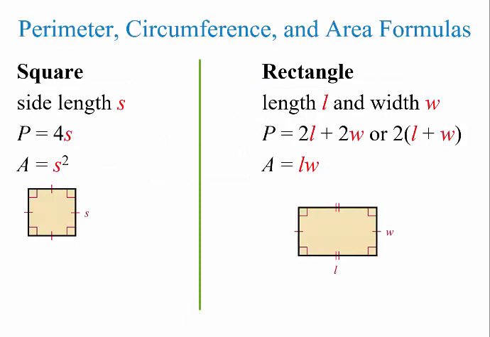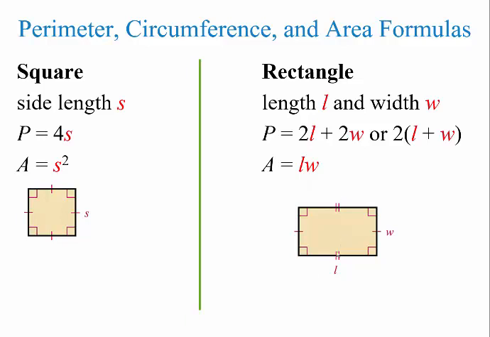Okay, so let's talk about some basic shapes. A square has four sides that meet at right angles, and each side is equal. So the perimeter is equal to 4 times the length of the sides, S, and the area is just equal to S times S, so the side times side, or side squared.